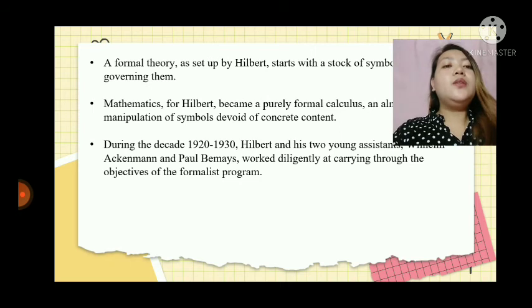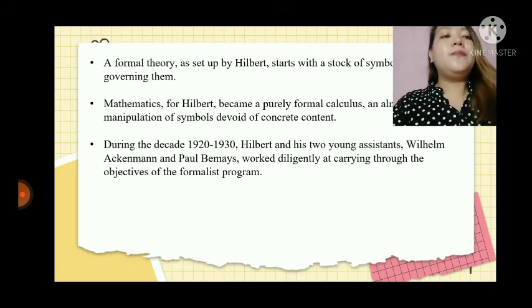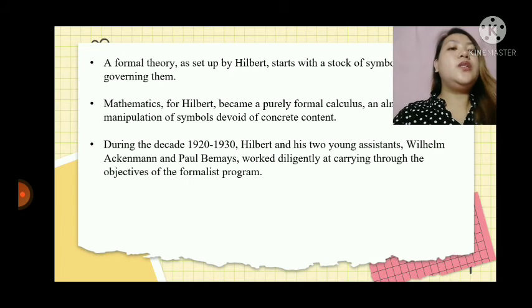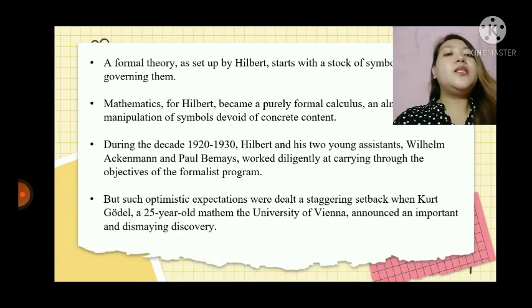During the decade from 1920 to 1930, Hilbert and his two young assistants, Wilhelm Ackermann and Paul Bernays, worked diligently to carry through the objectives of the formalist program. But such optimistic expectations were dealt a staggering setback when Kurt Gödel, a 25-year-old mathematician at the University of Vienna, announced an important and dismaying discovery.